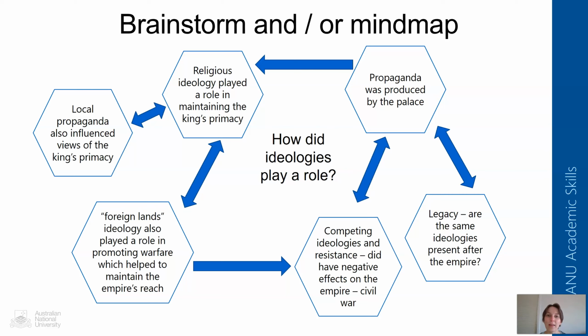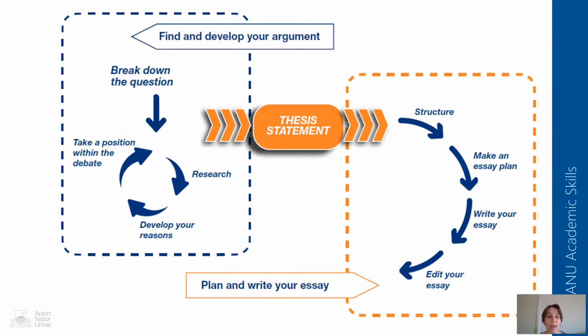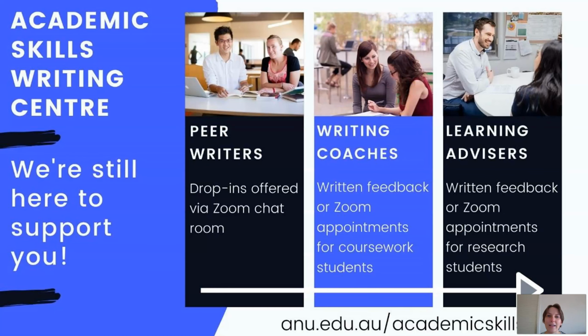You might like to create a brainstorm or a mind map where you identify all the different factors. What are the different ideologies? What were the different ways that they played a role in maintaining or not maintaining the empire? And what about the legacy? Was the legacy maintained or not? What was the influence of those ideologies on the legacy? Once you've done that stage, then it's time to come up with your thesis statement. And we're going to talk about that in our next video.